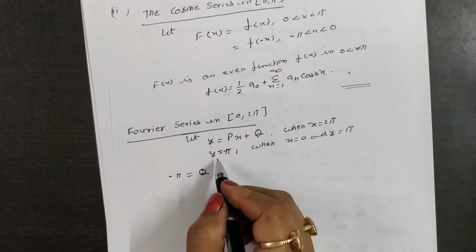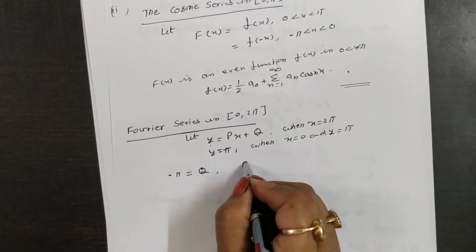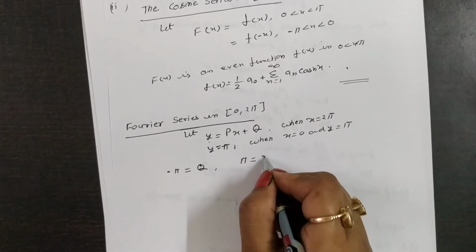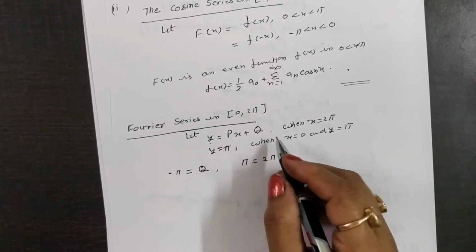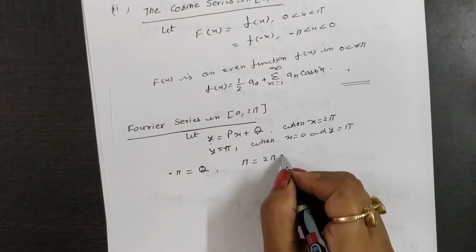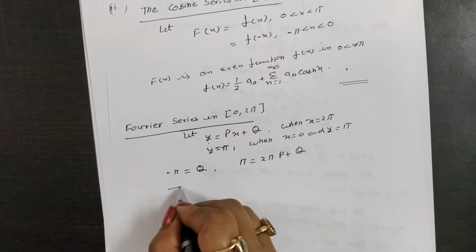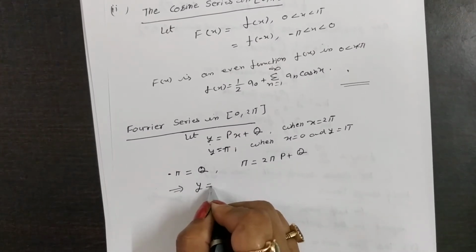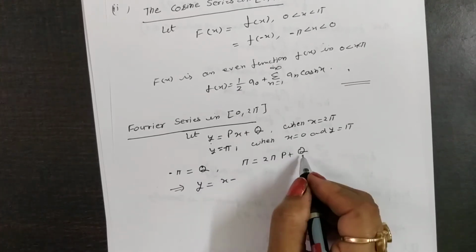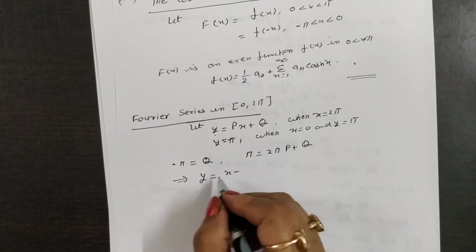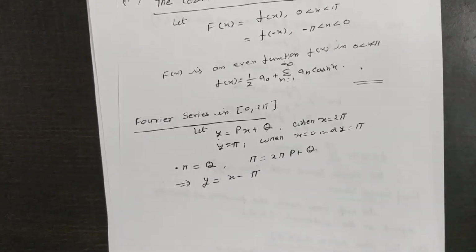X is 0, so this one is minus pi, then this becomes q. So you get pi here, pi is equal to 2 pi, p substituting value, and q. 2 pi p plus q, or we say this implies that y is equal to x minus this one, q minus pi, that is, you get y is equal to x minus pi, like that.